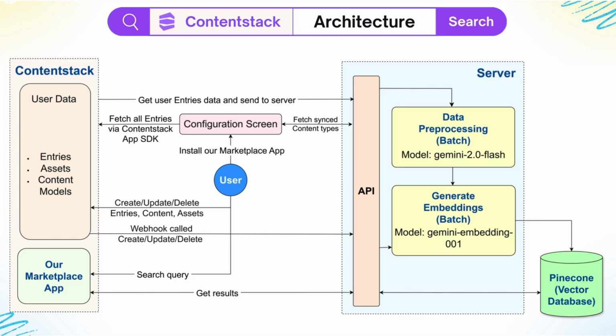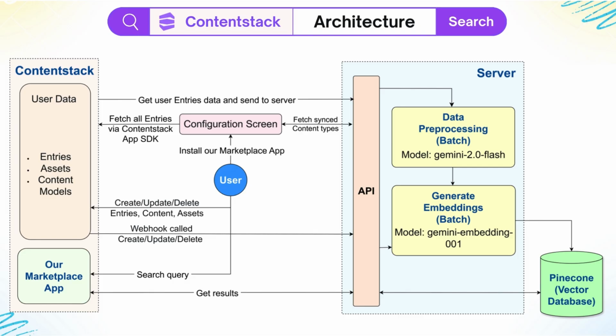Once syncing starts, all the entries from the selected content types are sent in bulk to our server. The first step on the server is data preprocessing. It is handled by Gemini Flash 2.0. The raw Contentstack JSON entries include extra fields like IDs or system metadata that are not useful for embeddings, and content schema can differ across tags.